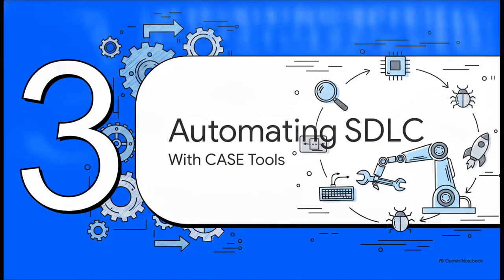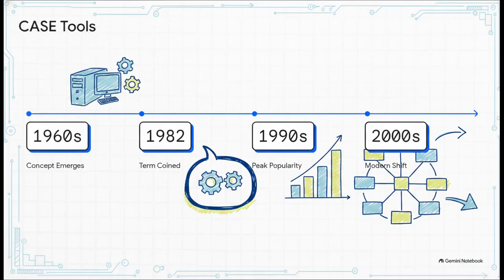Okay, so once we organized our teams to be agile, the next evolution was all about speed. That brings us to section 3, automating with CASE tools. Computer-aided software engineering, or CASE tools, actually have a surprisingly long history. The concept first emerged way back in the 1960s. The term itself was officially coined in 1982, hit peak popularity as a booming market in the early 90s, and eventually evolved into the modern integrated solutions we rely on in the 2000s and today.